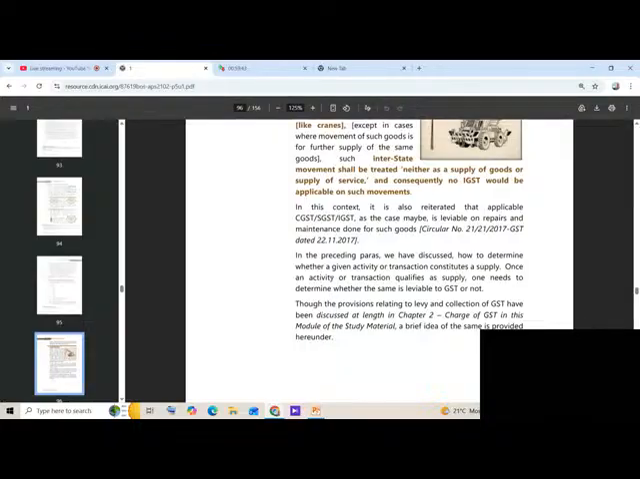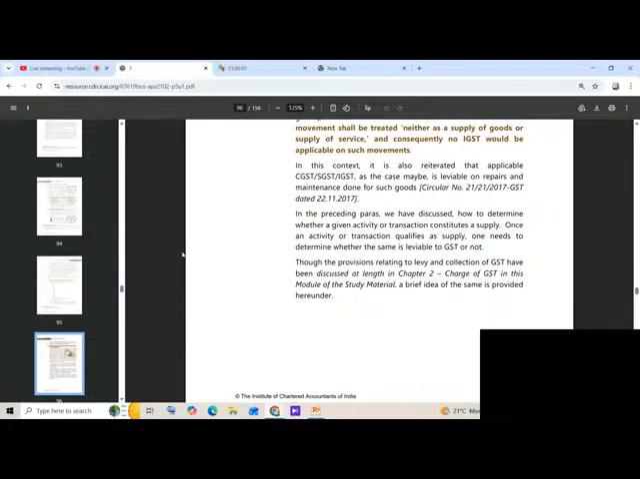In the preceding paras, we have discussed how to determine whether a given activity or transaction constitutes a supply. Once an activity or transaction qualifies as supply, one needs to determine whether the same is leviable to GST or not. Though the provisions relating to levy and collection of GST have been discussed at length in Chapter 2, Charge of GST, in this module of the study material, a brief idea of the same is provided hereunder.